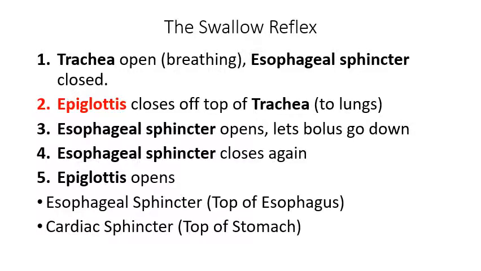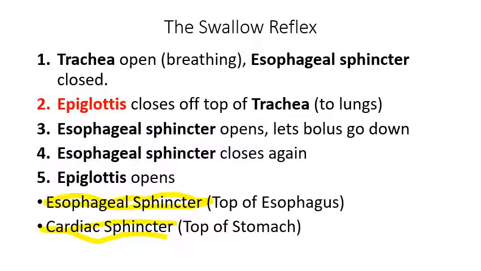And I mentioned the fact that the esophagus is bounded by two different sphincters. At the top of the esophagus, we have the esophageal sphincter. It opens to let the bolus go from the mouth to the esophagus, and then it closes again once it's gone past. And then we have the cardiac sphincter, which is located at the top of the stomach. The purpose of the cardiac sphincter is mainly to prevent hydrochloric acid from refluxing up into the esophagus.